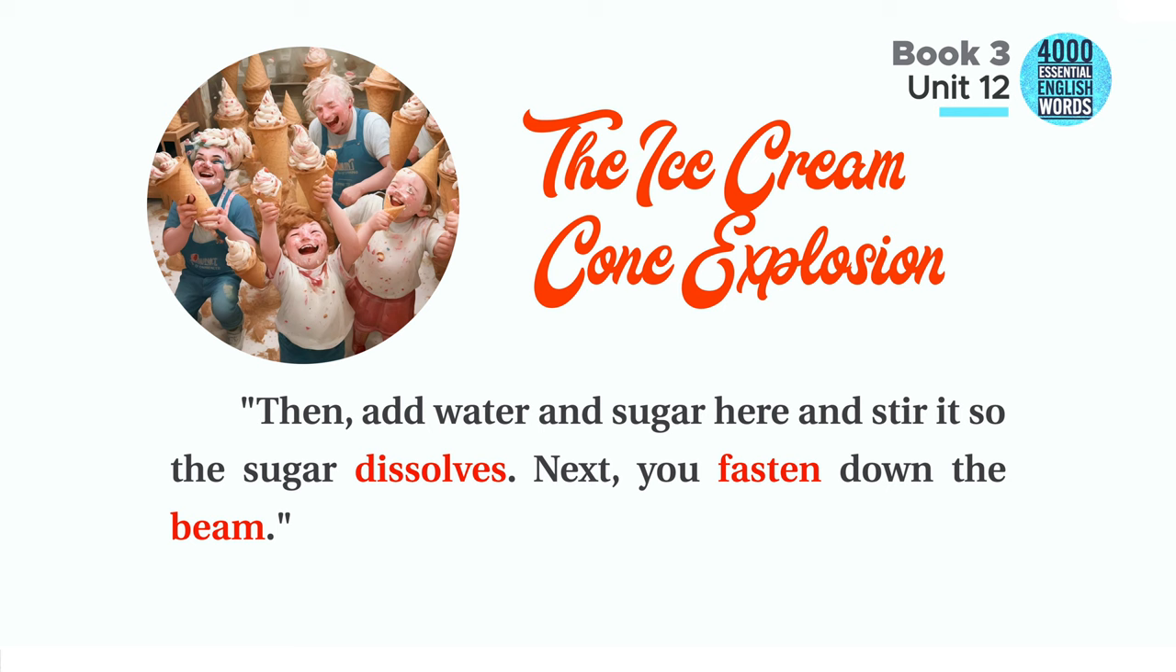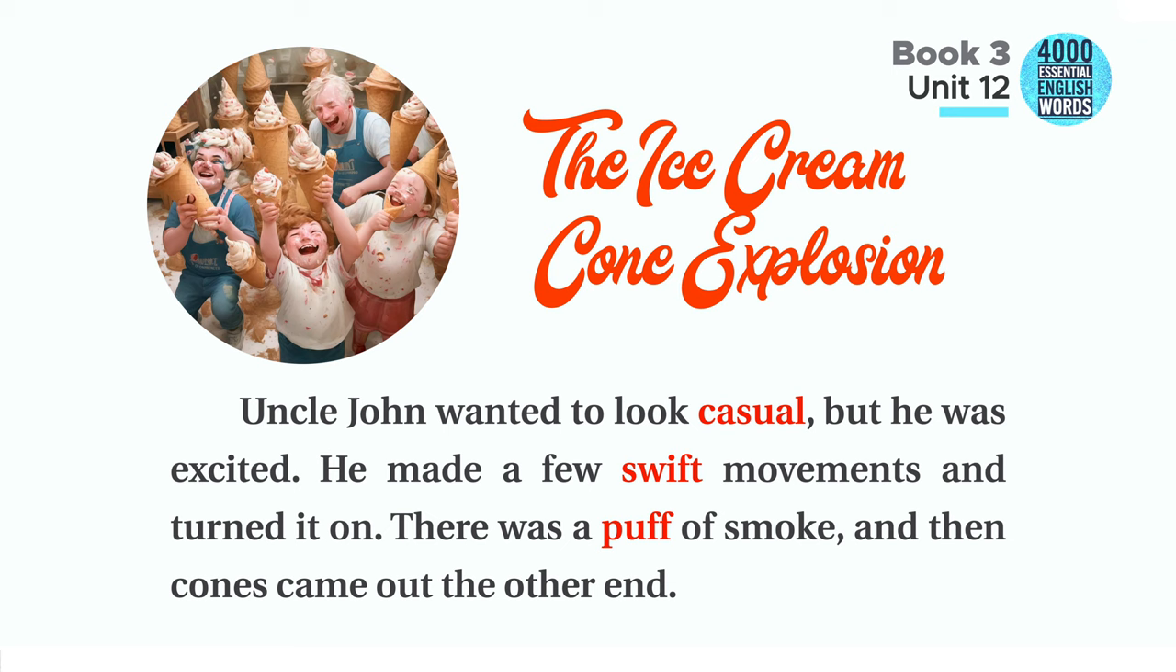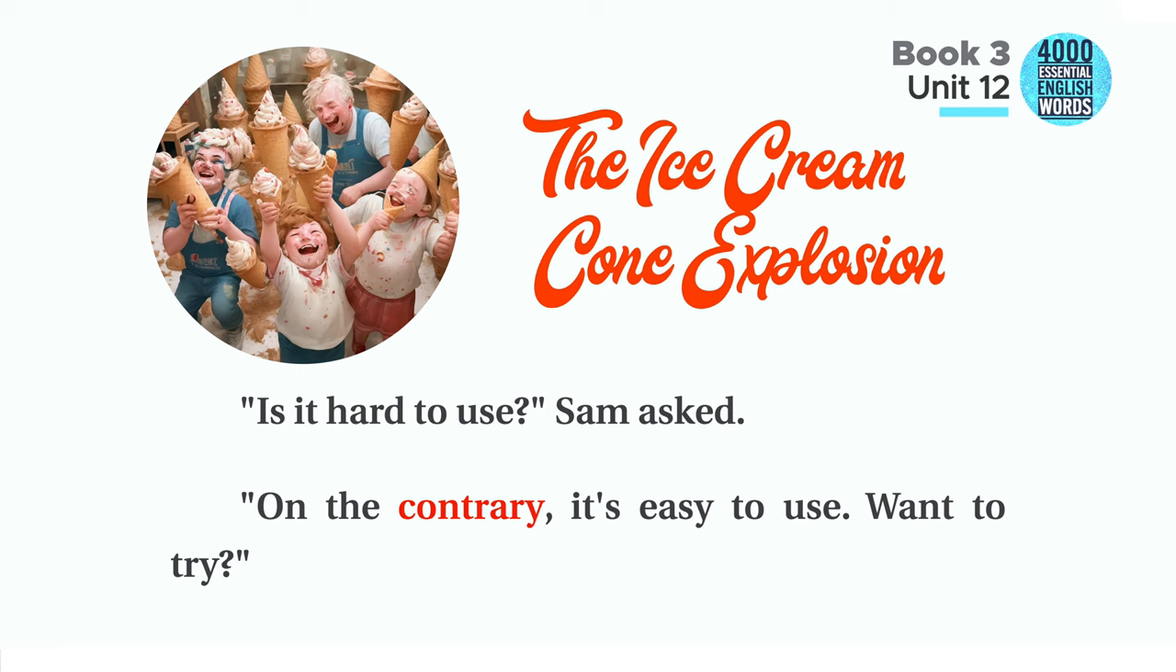Uncle John wanted to look casual, but he was excited. He made a few swift movements and turned it on. There was a puff of smoke, and then cones came out the other end. "Is it hard to use?" Sam asked. "On the contrary, it's easy to use."